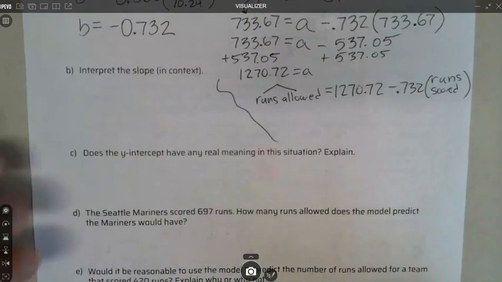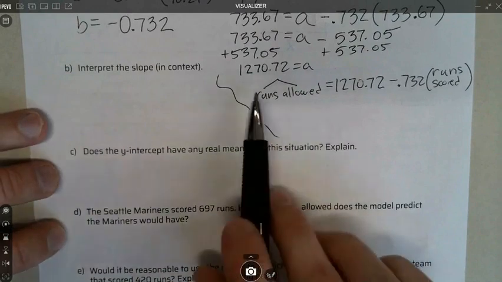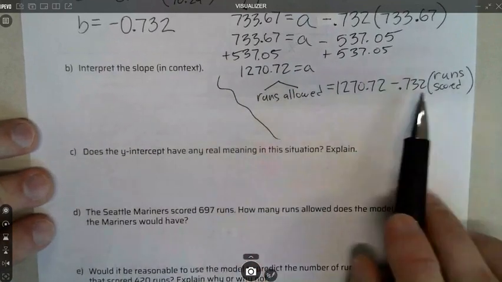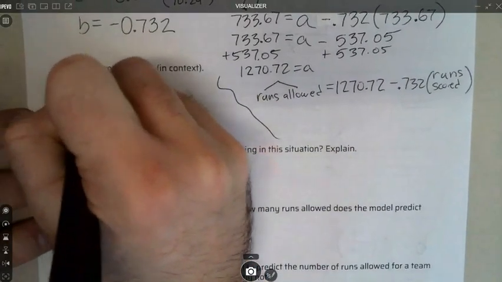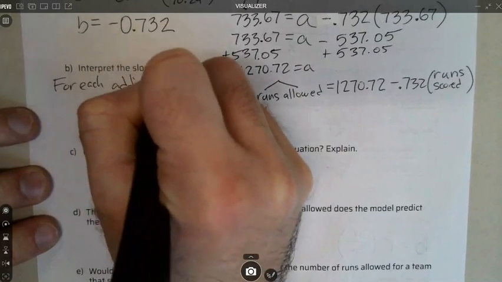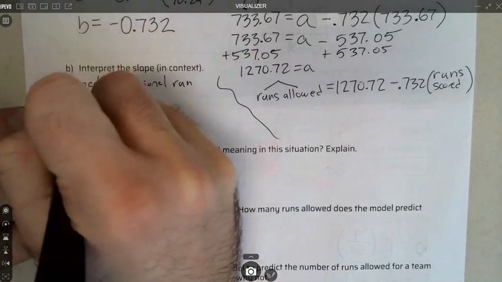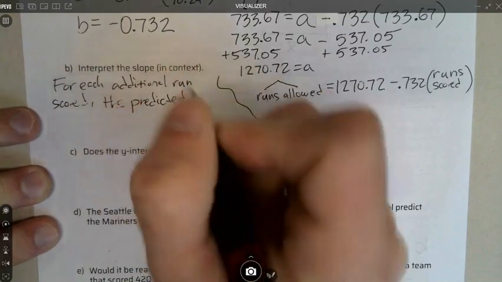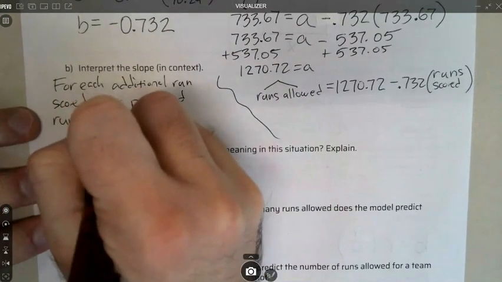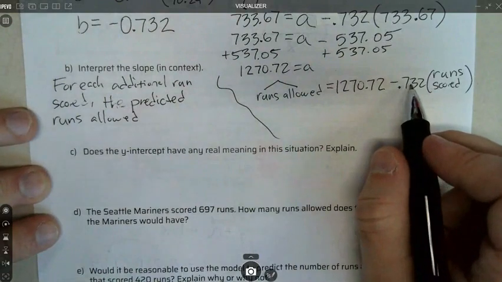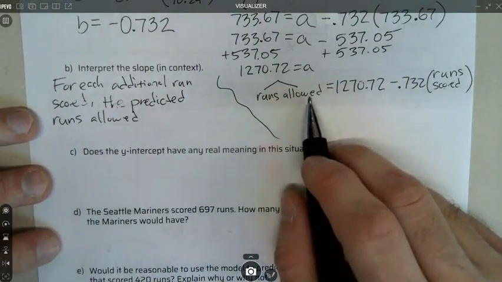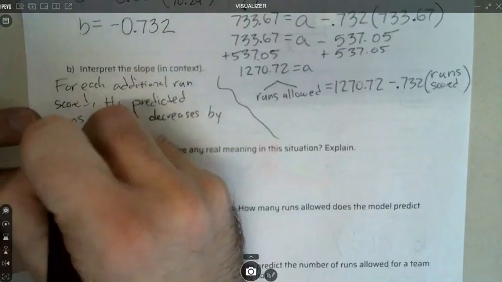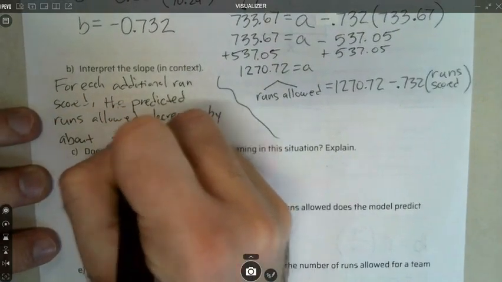So for B, let's interpret the slope here in context. The slope is a rate of change, so that shows for each additional unit of x, how the units of y are predicted to change. So in this case, that means for each additional run scored, the predicted runs allowed. Since this slope is negative, an increase of runs scored corresponds to a decrease of runs allowed by about negative 0.732.